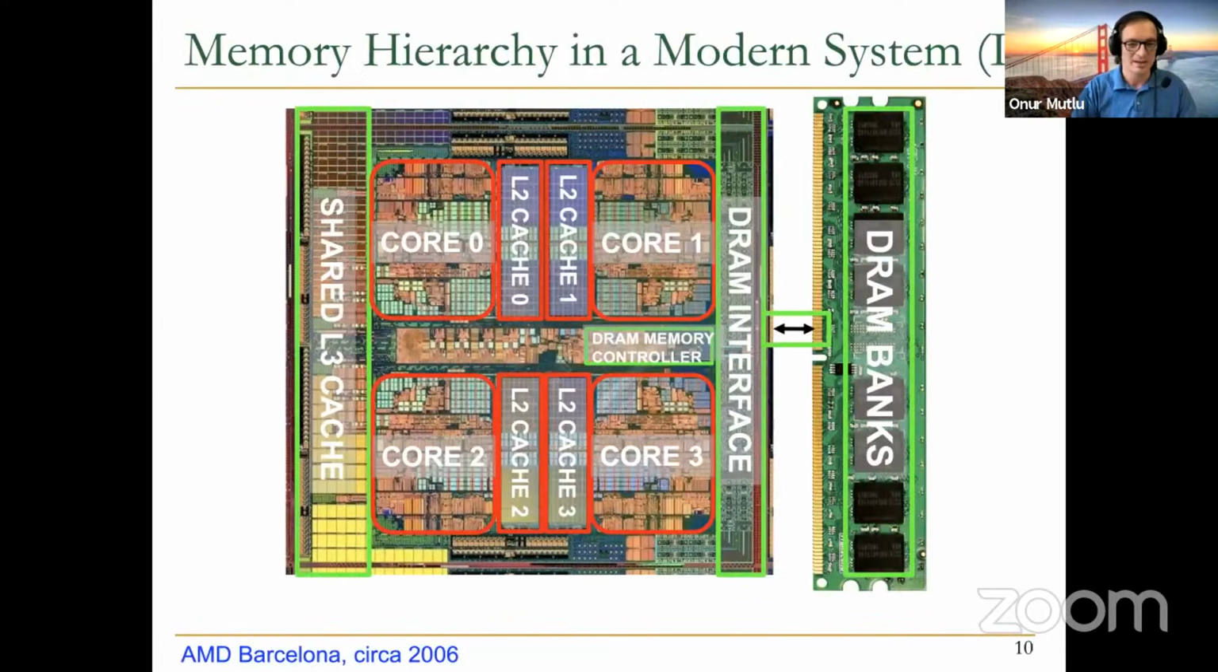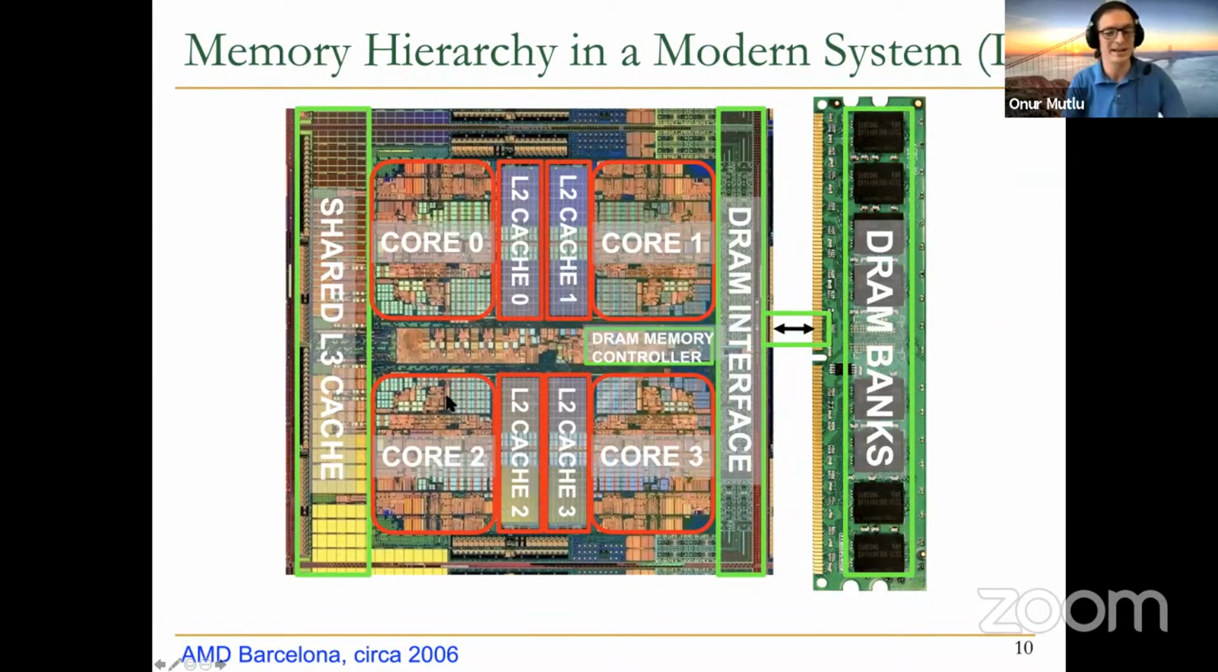And I think I showed you this picture earlier, but as you look at a system today, and this is not today, this is 15 years ago, you can see that a large fraction of the real estate, hardware real estate, is really dedicated to the memory hierarchy. So you see cores, L2 caches, L3 cache here, memory controllers, memory interface, and memory banks. And I'm not even depicting the regular L1 caches inside the cores over here. And there's a reason for it.